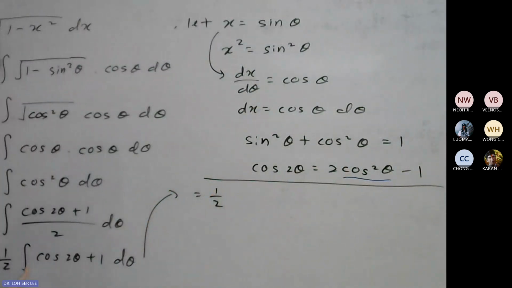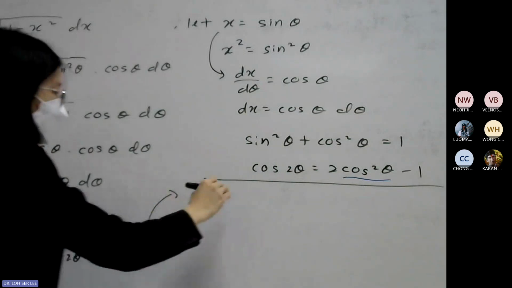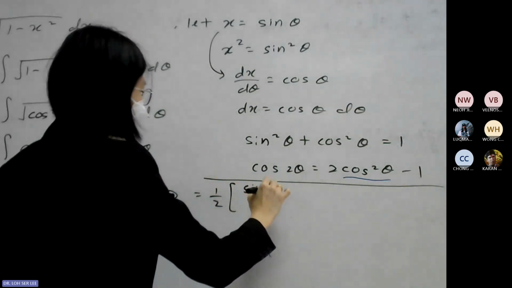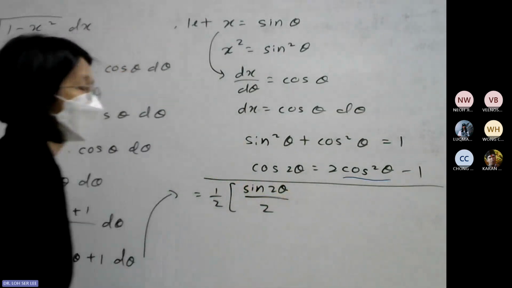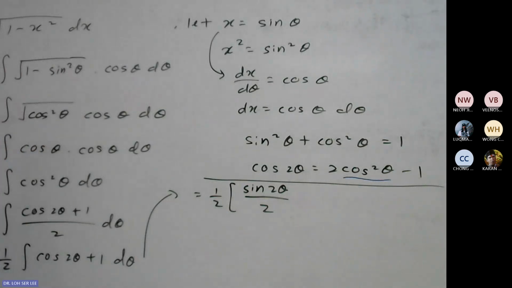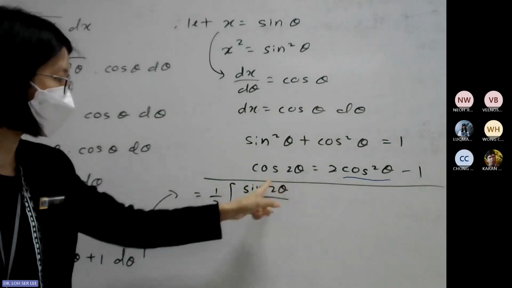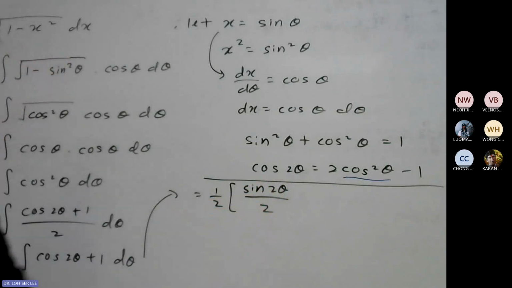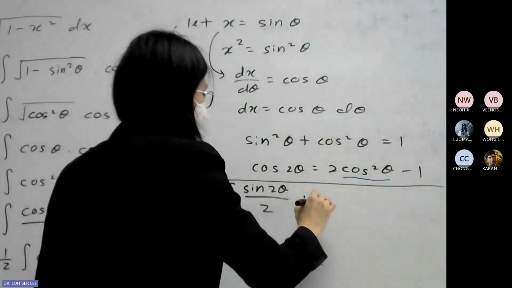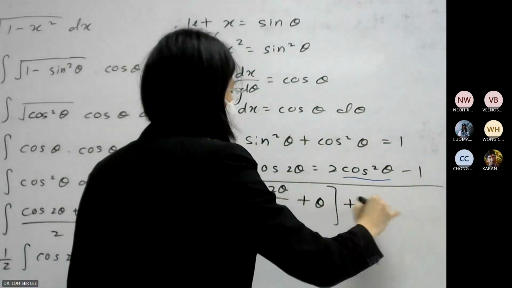Okay, half. So integration of cos 2 theta, you get sine 2 theta over 2. Okay, integrate cos, we get sine, with the same angle. And then divided by, you differentiate this one, you get 2, you put it here. Okay, plus theta, that means plus 1, that means plus theta.